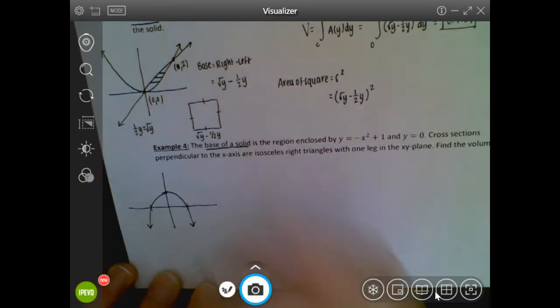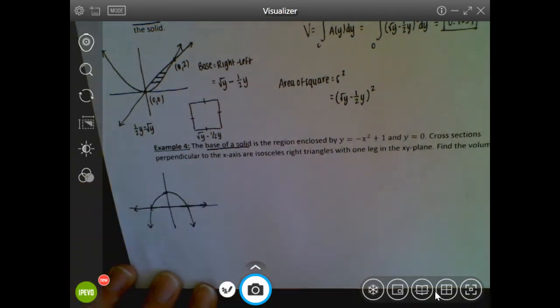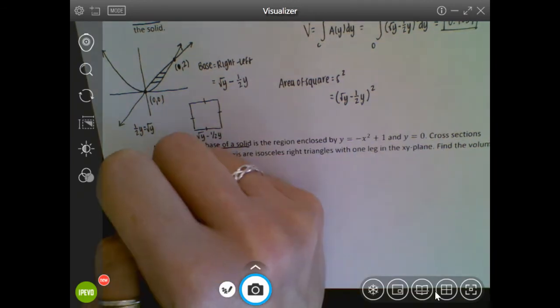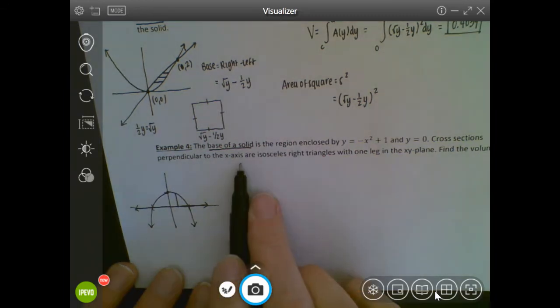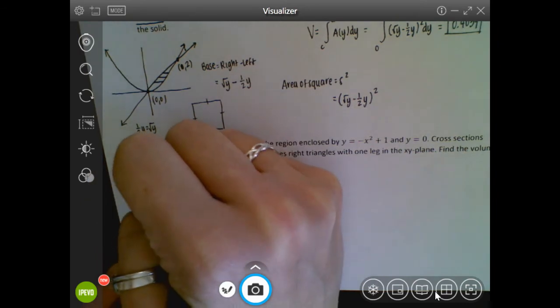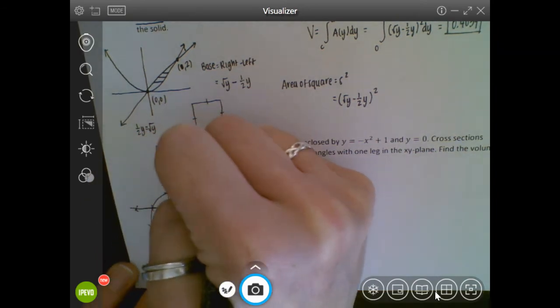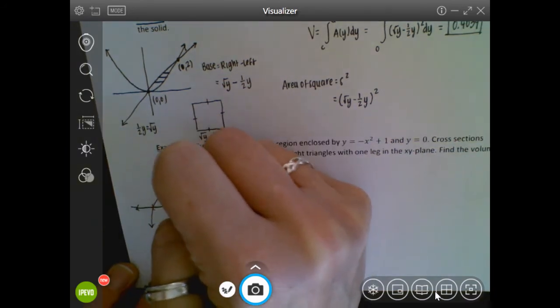So it's going to look something like that. And y is equal to 0, it's going to bound it. So we're talking about that region in here. So we're looking for cross sections perpendicular to the x-axis. So my bases are now going to be going back this way. And the bases are isosceles right triangles. My base is going to be a cross section of an isosceles right triangle.